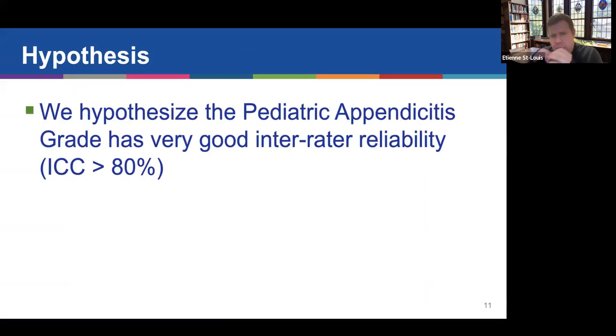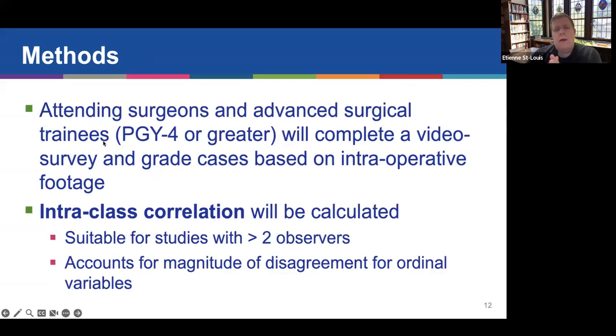So specifically to address objective one, our hypothesis is that the pediatric appendicitis grade has very good inter-rater reliability. In other words, we believe that surgeons will easily be able to differentiate between a grade 2 and a grade 3, or a grade 3 and a grade 4. And the way that we plan to measure inter-rater reliability is with this outcome measure here, ICC, intra-class correlation, which is considered very good when it's greater than 80%. So that's our hypothesis. So what are the methods?